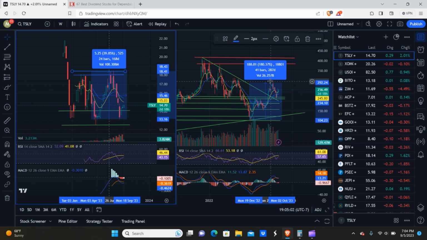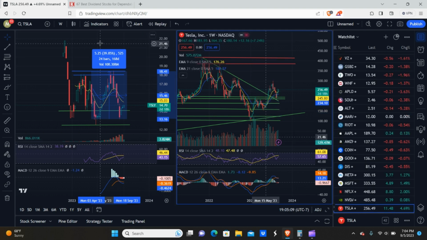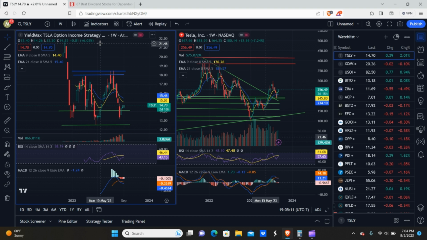And then you take profit on Tesla. You can reinvest the proceeds into TSLY or do whatever you want with that. And this can be used with basically any of the YieldMax funds. So that's the first thing.